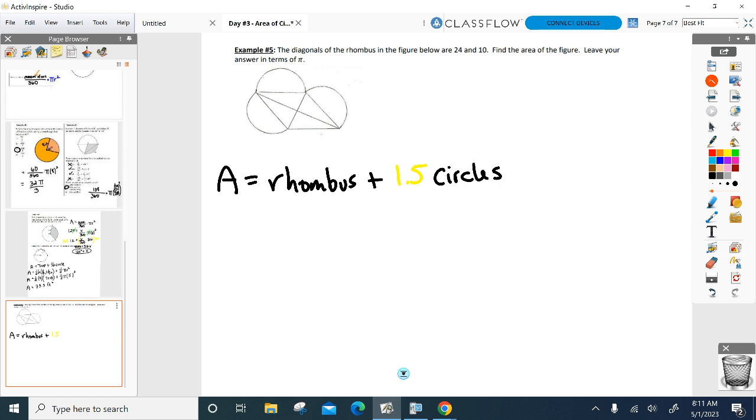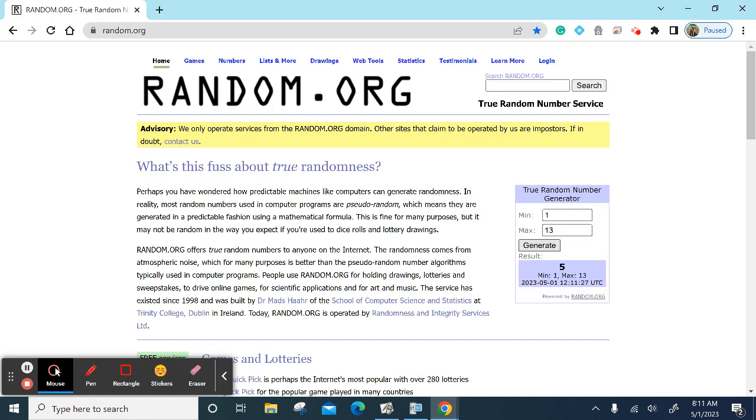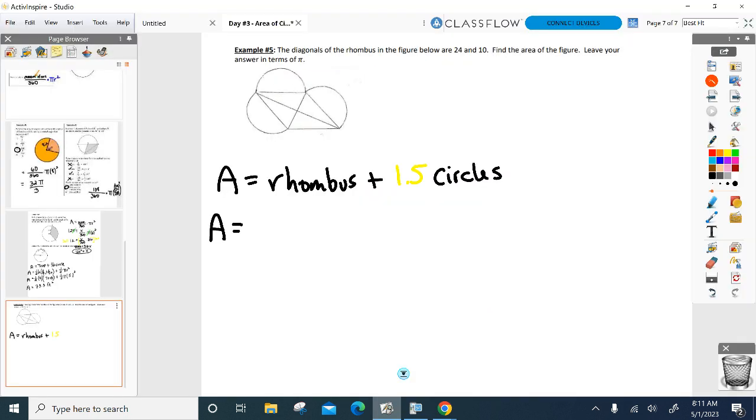All right, look back. Rhombus formula. Rhombus formula. 1/2 of diagonal 1 times diagonal 2. Good. Plus, everyone keep the 1.5 there. Pi r squared for a circle. 1.5 pi r squared for the circle.